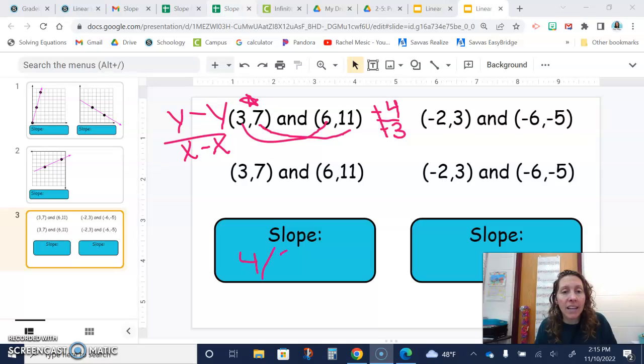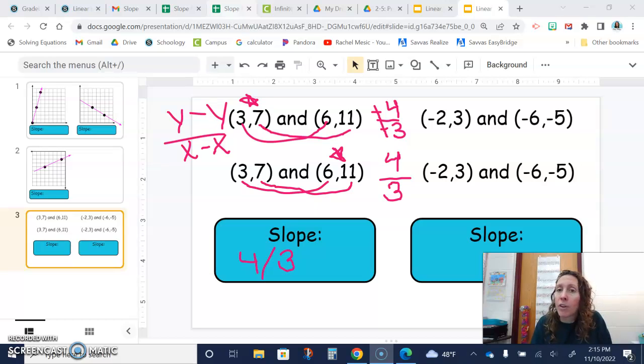But let's say we started with this point here. I would then do 11 minus 7, which is 4, and 6 minus 3, which is 3, and I still get 4/3. When I did it that way, I didn't have to simplify.